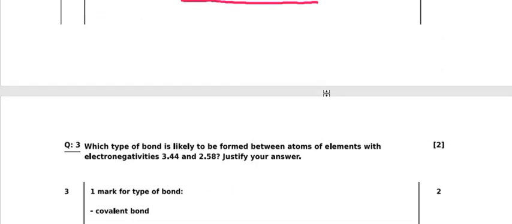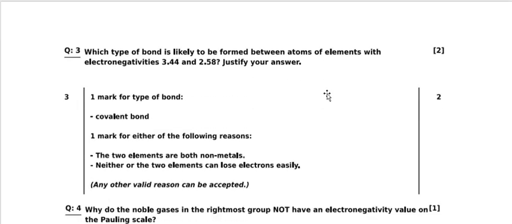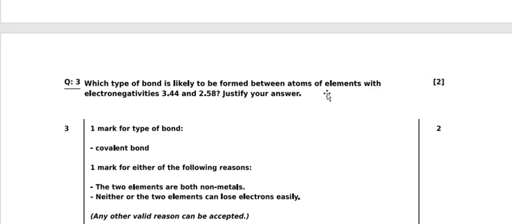The next question on your screen is also worth 2 marks. Let's see. Which type of bond is likely to be formed between atoms of elements with electronegativities 3.44 and 2.58? Justify your answer. For 1 mark, how can we write? Covalent bond, you write, you get 1 mark.